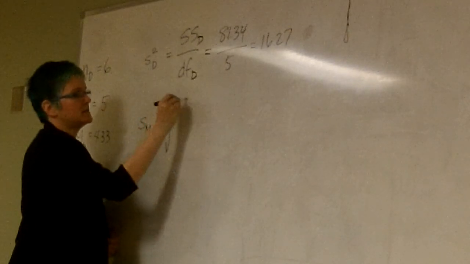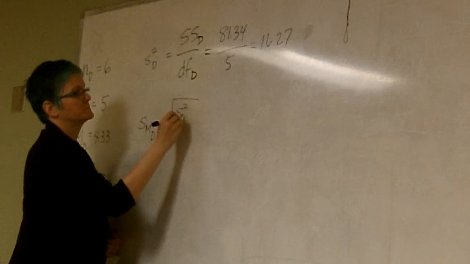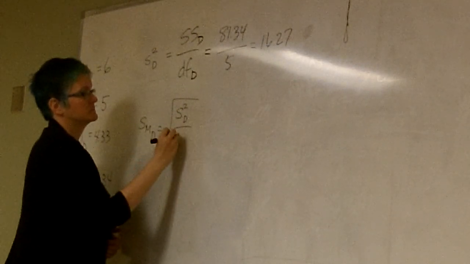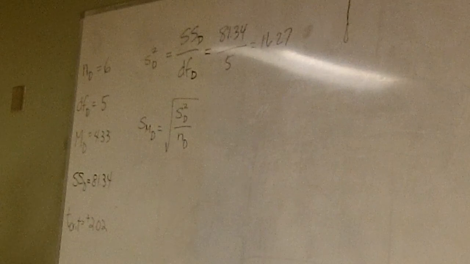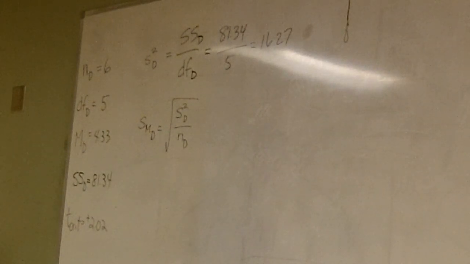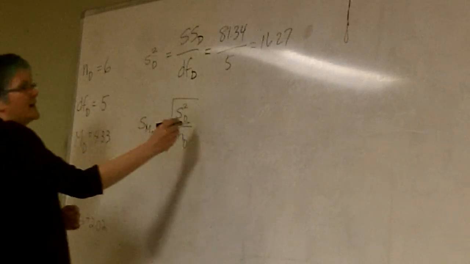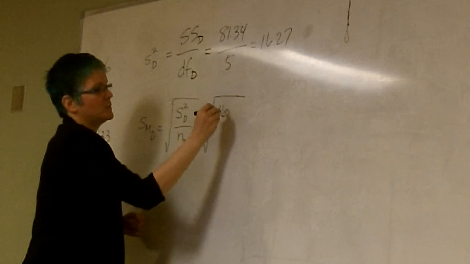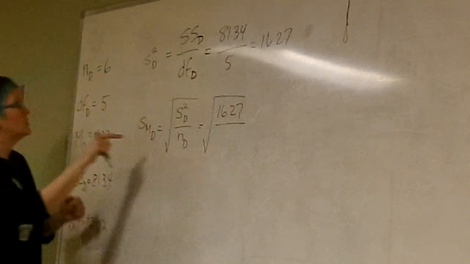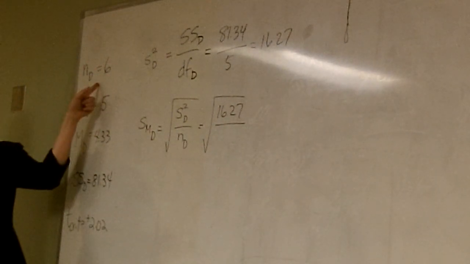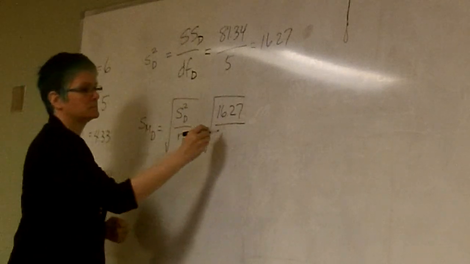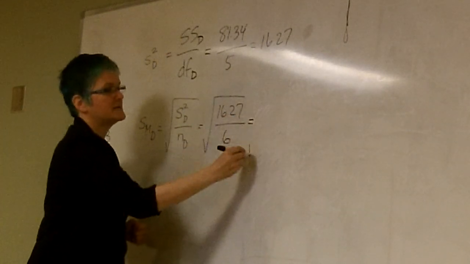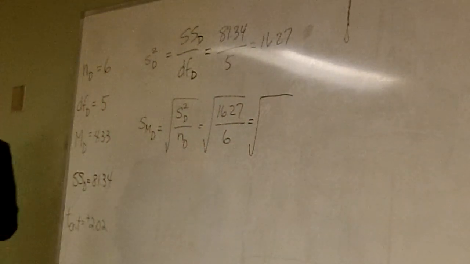And the formula for doing this is sample variance over sample size, and then take the square root. So, I know that my sample variance of the difference is 16.27. I know my sample size for the difference scores is 6. So, I'm taking the square root. What is 16.27 divided by 6?